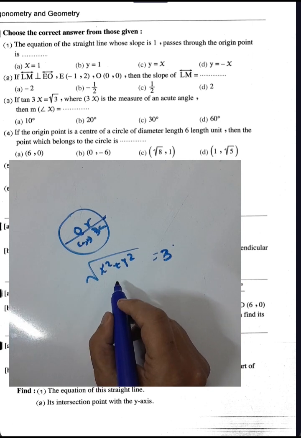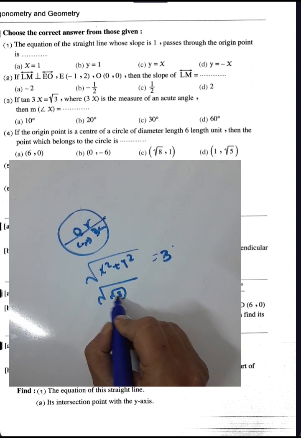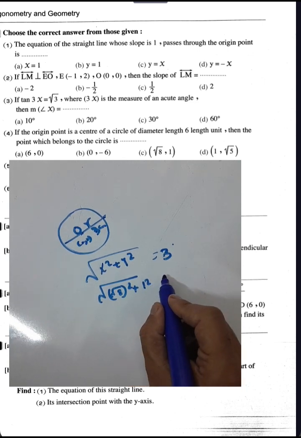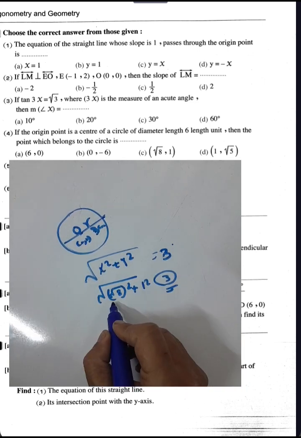Then which point here has square root of x power 2 plus y power 2 equal 3? Choose letter C. We have square root of 8 power 2 plus 1 power 2. The result will be 8 plus 1, which is 9. Square root of 9 is 3. Choose letter C.